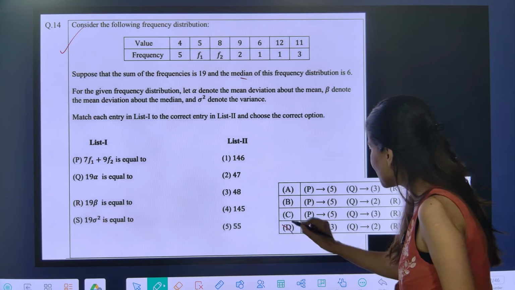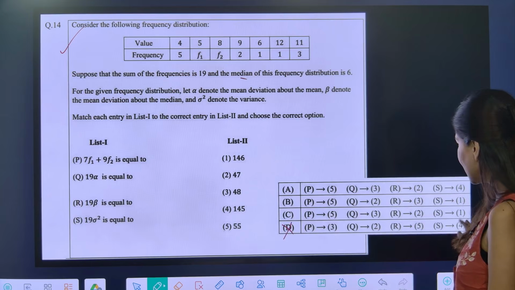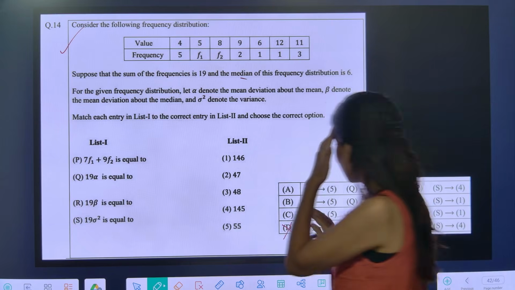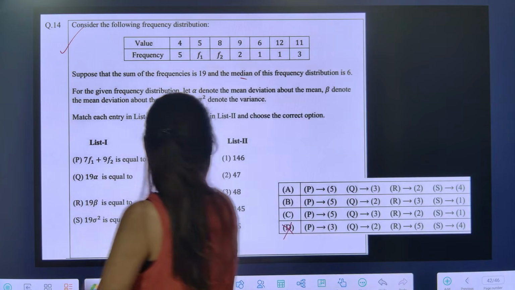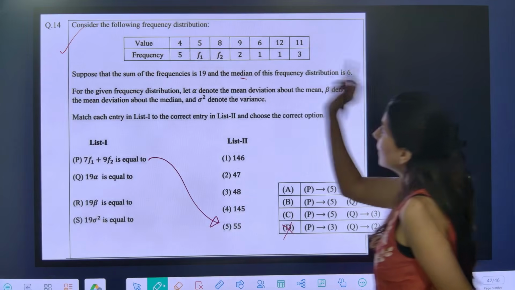See, option D I am rejecting. Then I think everything remaining evens out. So D I have rejected. That means P is having 5 as the right answer. Now let's check.